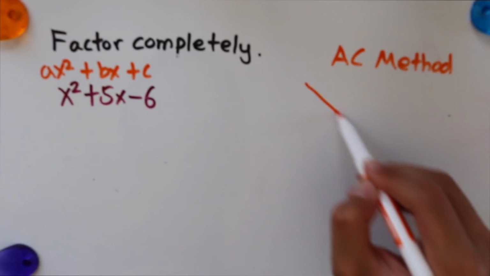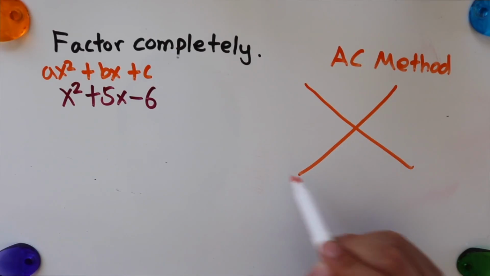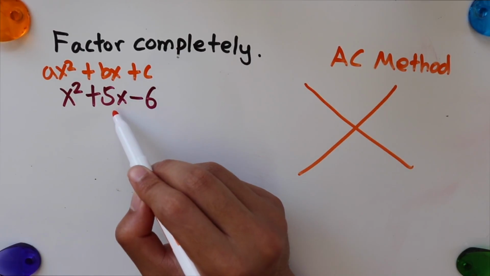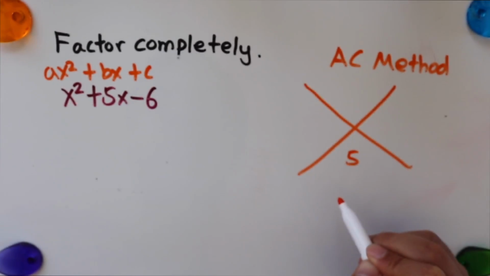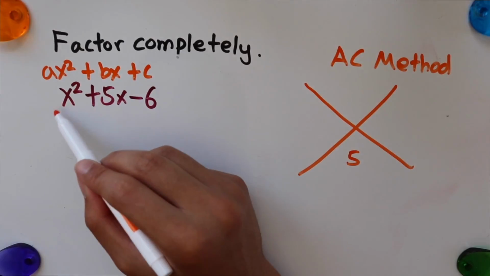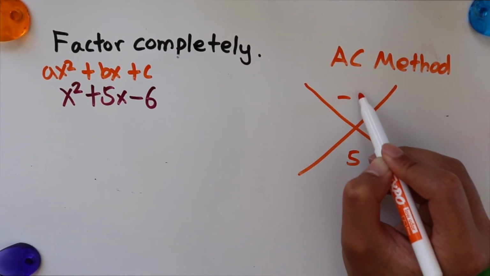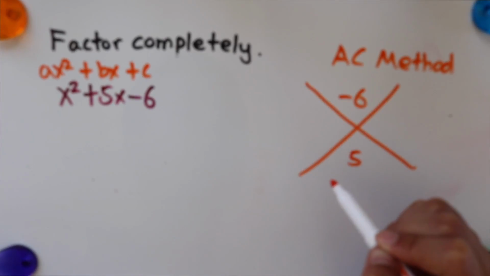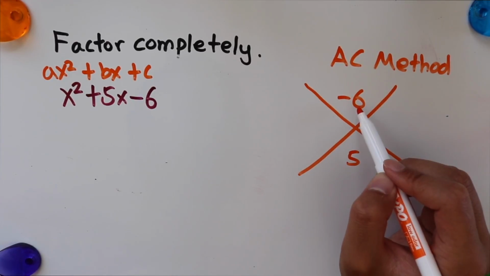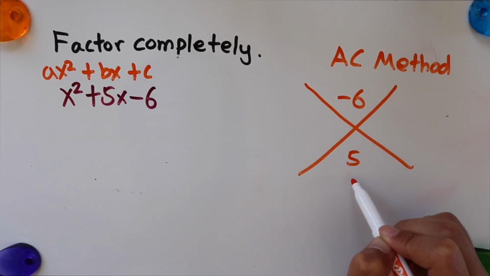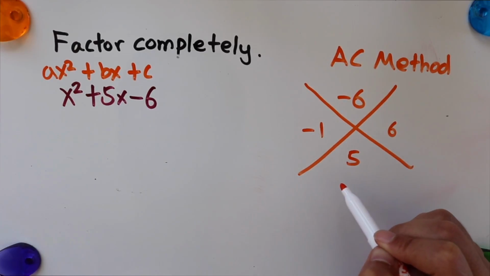We're going to first draw a big X used for organizational purposes. We're going to take our b from our quadratic expression, 5, place that value down here. Then we're going to take our a and c, 1 and negative 6, multiply those values to get negative 6, and place the product up here. Now we're going to think of two numbers that will multiply out to negative 6 and add up to 5. Negative 1 and positive 6 are those values.